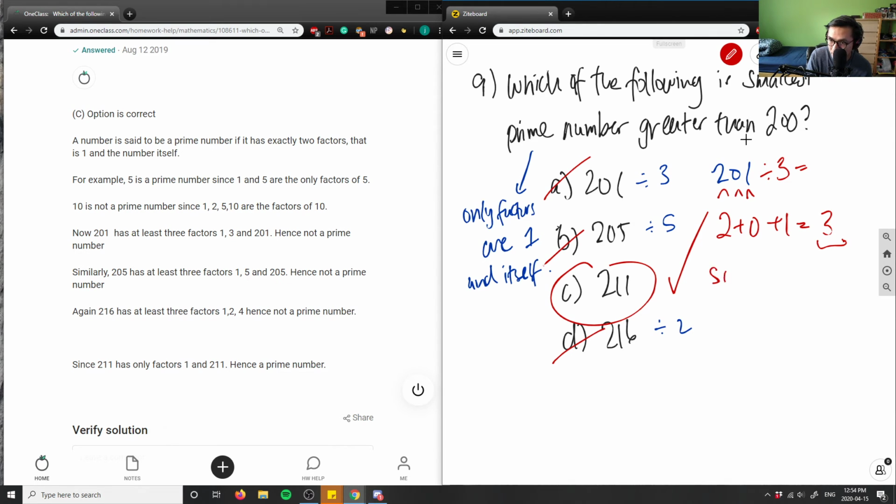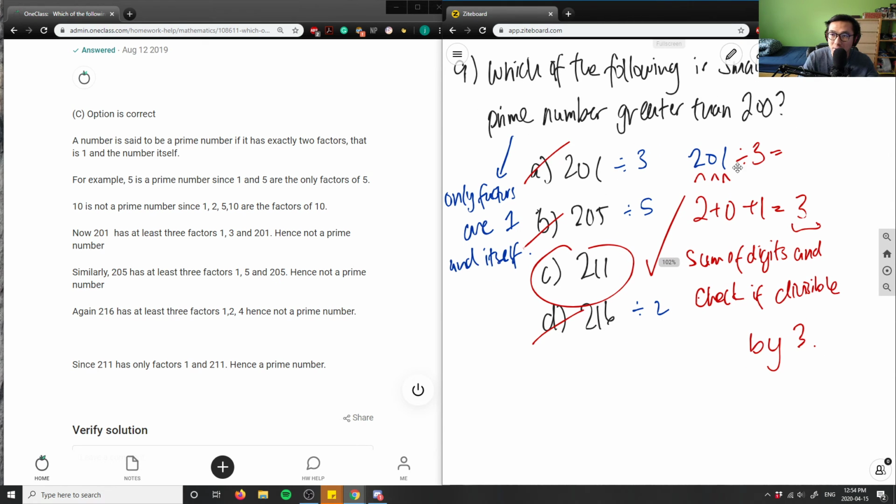So you take the sum of digits, and you check if it is divisible by 3, and that's what that is here. So in this case, A is incorrect. 205 has factors 1, 5, and 205. That's good, that's what I said here. Again, 216 has at least 3 factors. I said 2, but again, this probably has more, right? So again, 211 is the correct answer. So C here is our prime number. This here is a great solution.